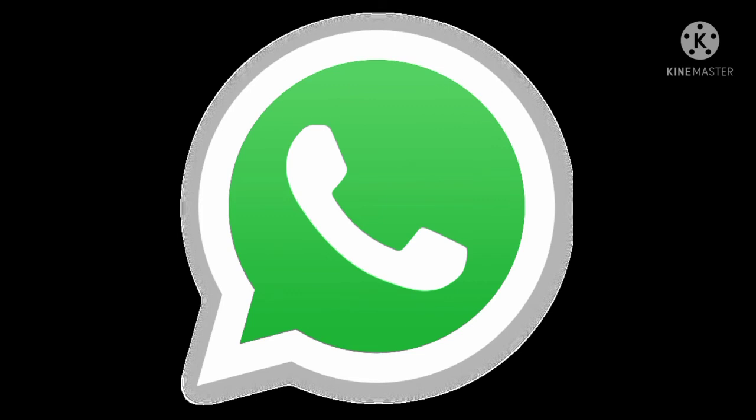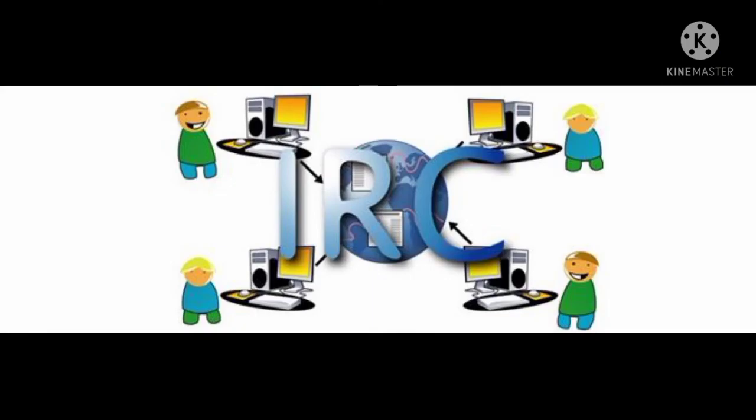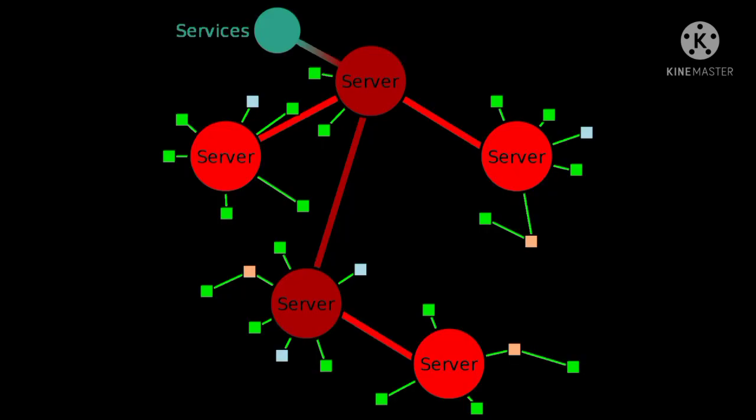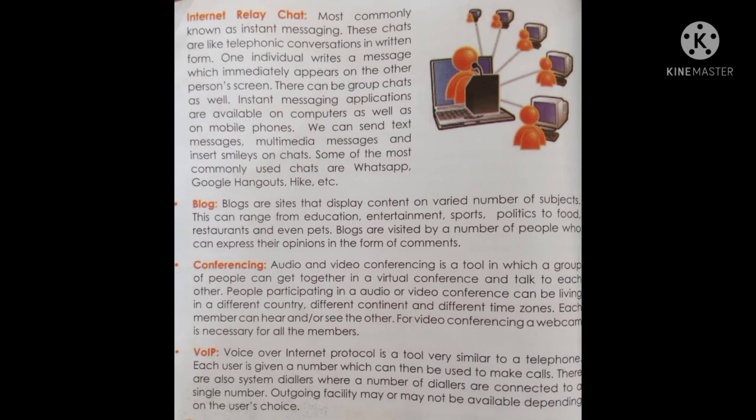The next communication tool on the internet is Internet Relay Chat, most commonly known as instant messaging. These chats are like telephonic conversations in written form. One individual writes a message which immediately appears on the other person's screen. There can be group chats as well. Instant messaging applications are available on computers as well as on mobile phones. We can send text messages, multimedia messages, and insert smileys on chats. Some of the most commonly used chats are WhatsApp, Google Hangouts, Hike, etc.